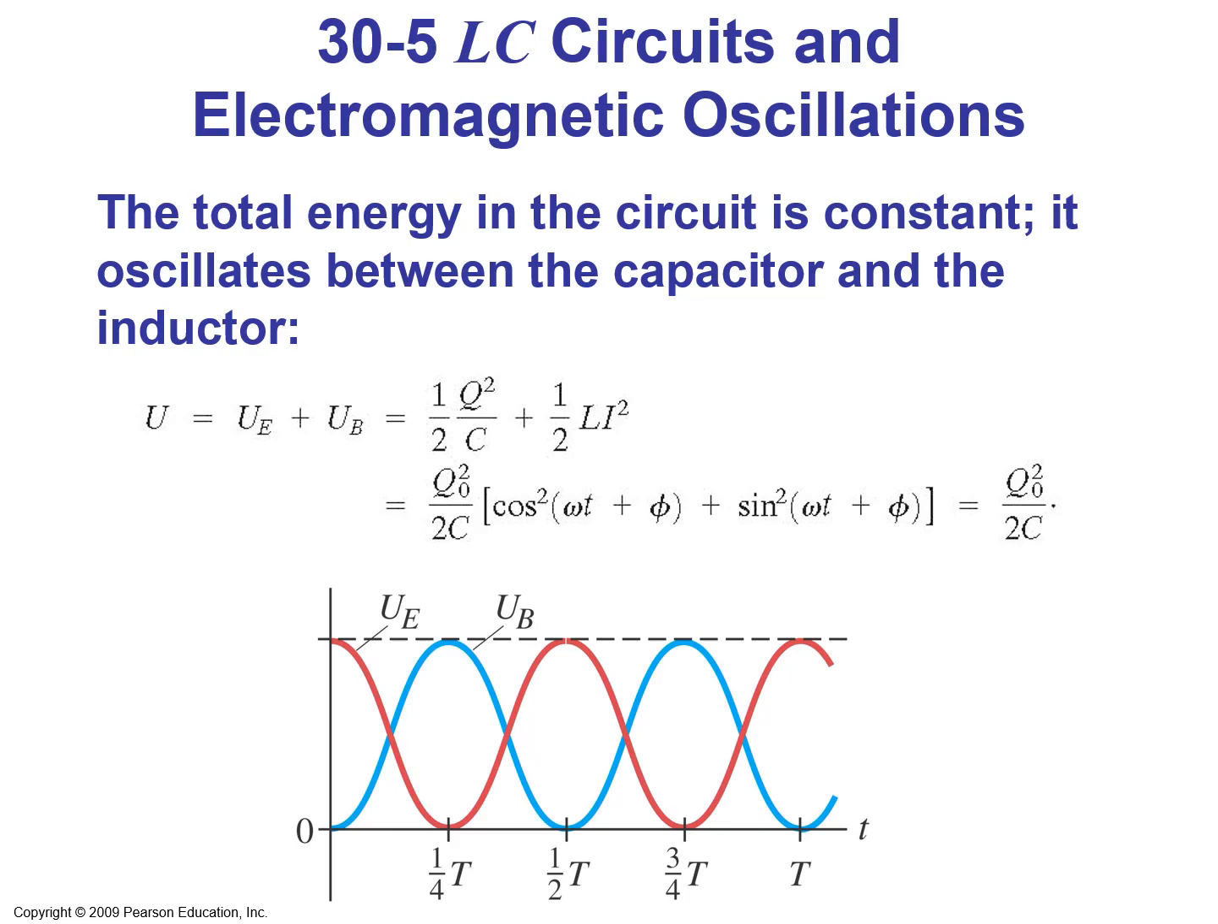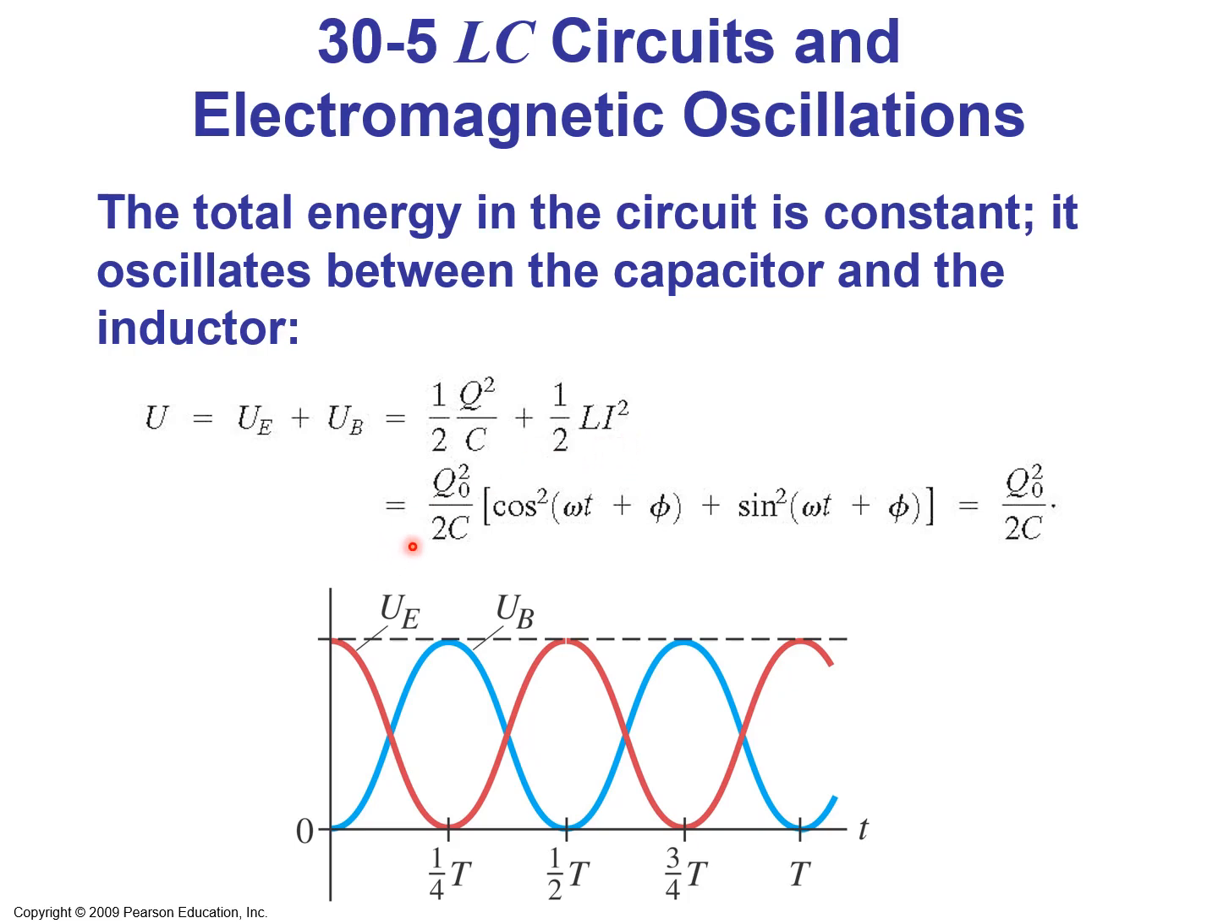However, the total energy in the circuit is constant. It oscillates between the capacitor and the inductor. So the total energy is equal to the energy in the inductor plus the energy in the capacitor, and we represent it by UE plus UB. So U is equal to 1/2 Q squared divided by C plus 1/2 L times I squared.